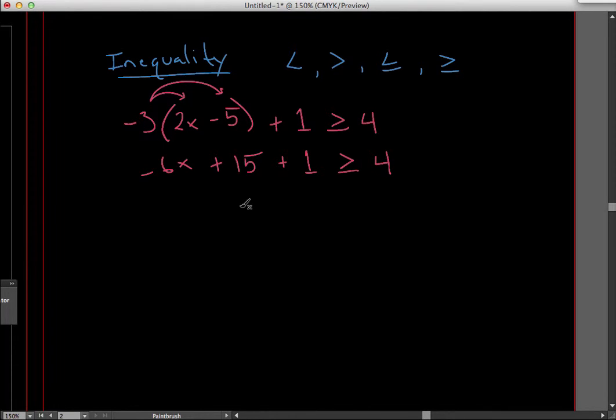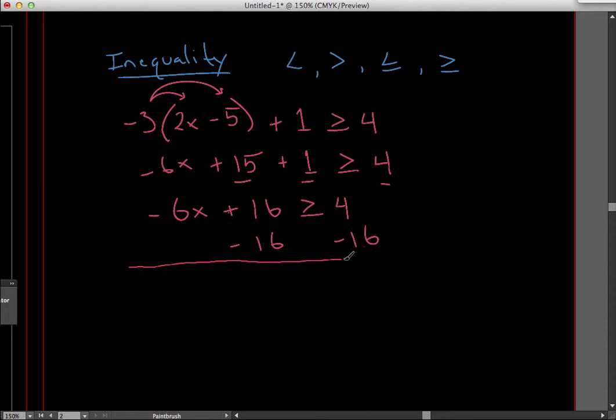and then drop down the 4. Alright, so now we have a couple of like terms we can combine here. This 15 and this 1, and also this 4 are actually all like terms. So let's combine the 15 and the 1. Leaves us with -6x plus 16 is greater than or equal to 4. And then just like we're solving an equation for a single variable x, we can subtract this 16 from both sides.